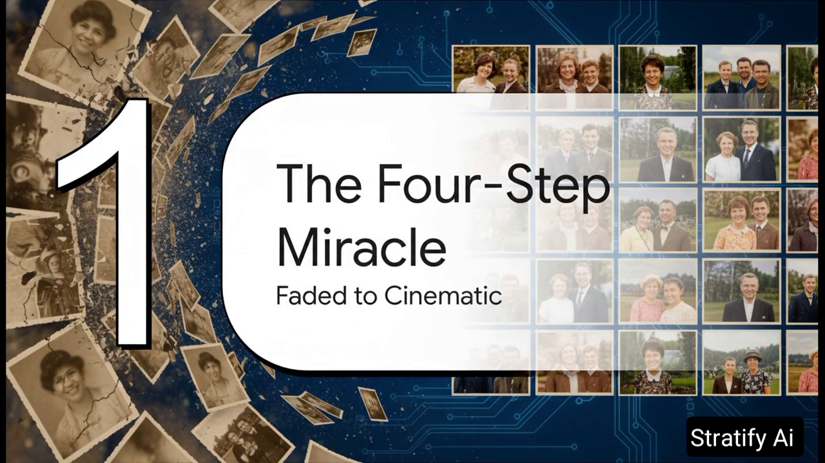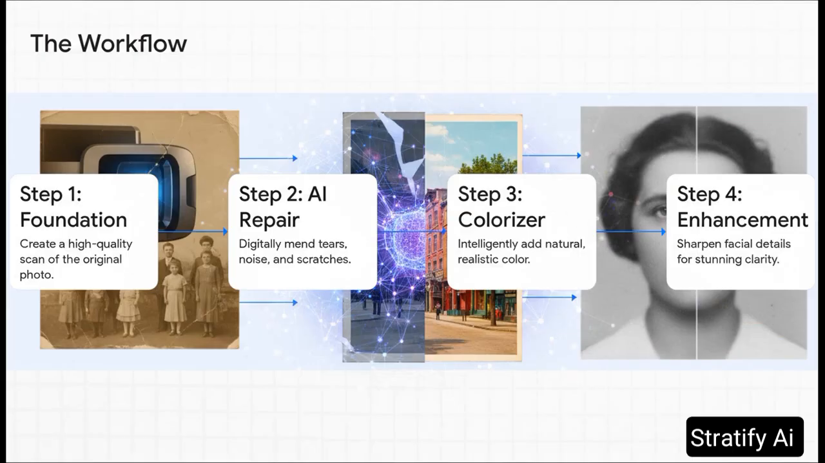Okay, so how does this miracle actually happen? How do we go from a fading piece of paper to something that looks like it belongs on a movie screen? Well, for a photo this damaged, it's not quite a one-click and you're done kind of thing. It's really a process, a workflow we can break down into 4 pretty amazing steps. All right, it all starts with step 1, creating a solid digital foundation. You got to get a really good, high-quality scan of the photo.